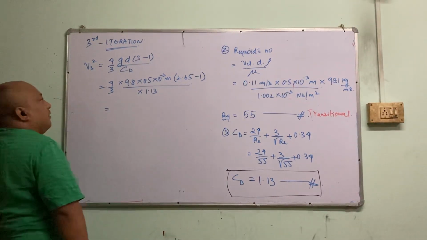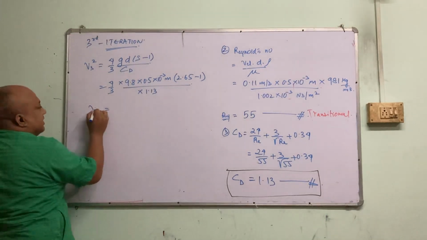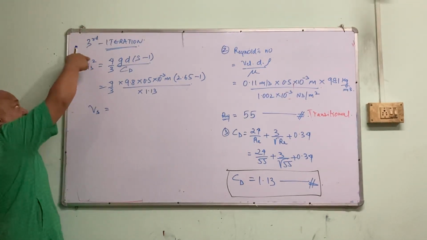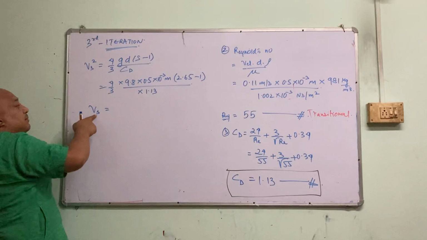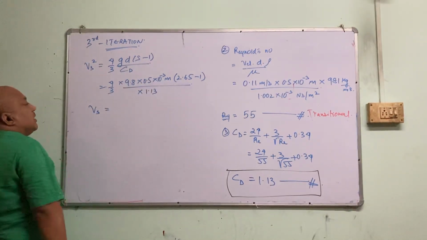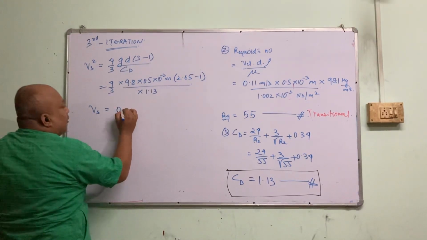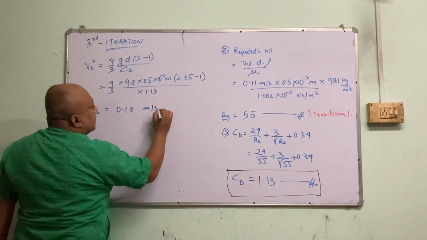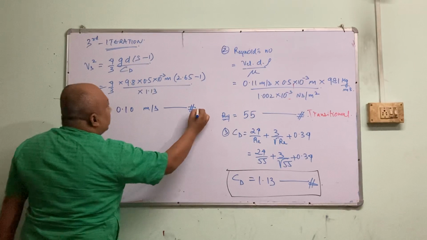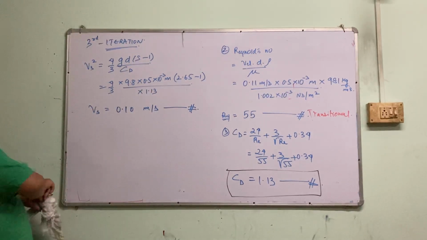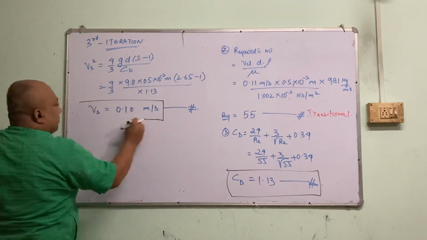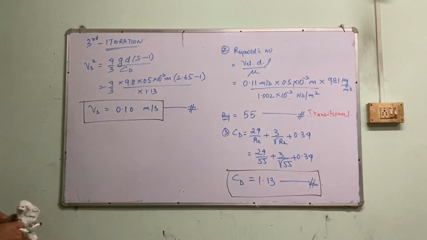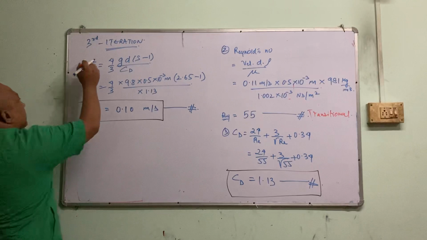Okay, fine. Now this settling velocity. Remember here, this is squared. That means we are taking the root of it. So settling velocity comes to 0.10 meter per second. This is the third iteration settling velocity. Is it clear? Fine. This is the third iteration.